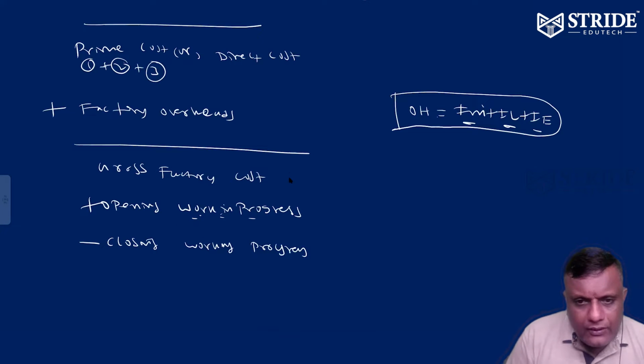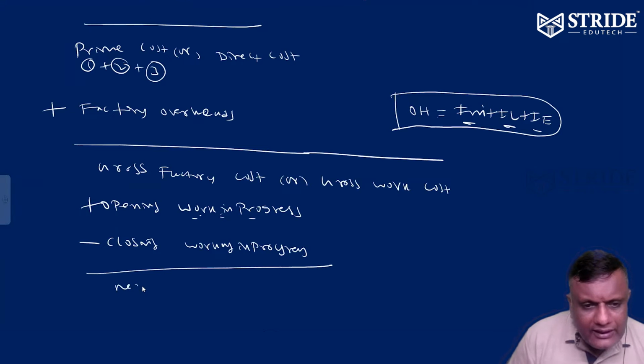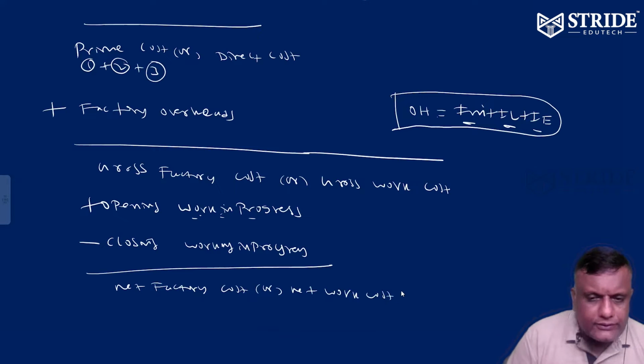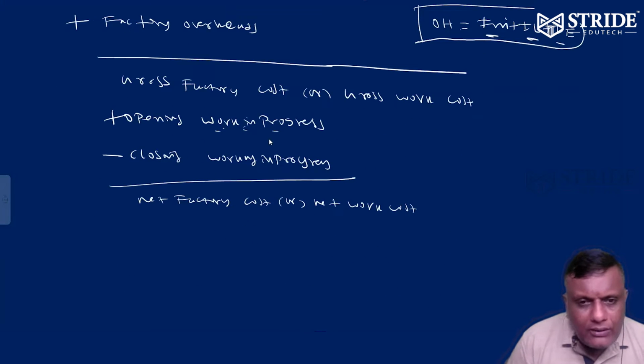This is a format. Gross factory cost, one more name, gross work cost, plus opening WIP minus closing WIP. What is WIP? Work in progress. The answer is net factory cost, or net work cost. So gross factory cost plus opening WIP minus closing WIP is called net factory cost. Overheads are different, costs are different.